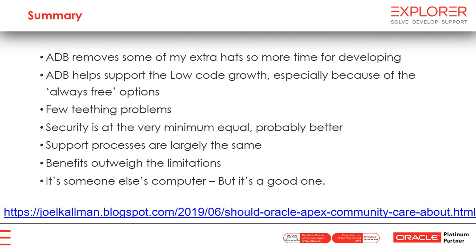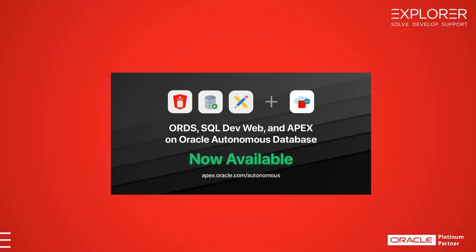So is cloud someone else's computer? Yes, of course it is. But it's someone else's fantastic computer with scaling, support, availability zones, backups, distribution, upgrades, security patching, security, and responsibility too. So Apex on an Oracle Autonomous Database is now available utilising the link on the screen. Please sign up and have a trial.